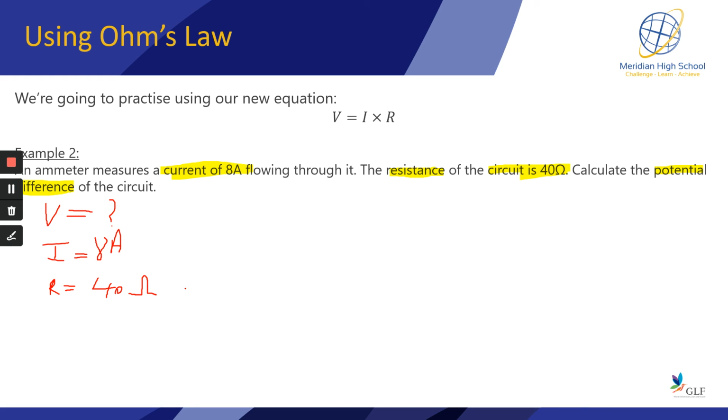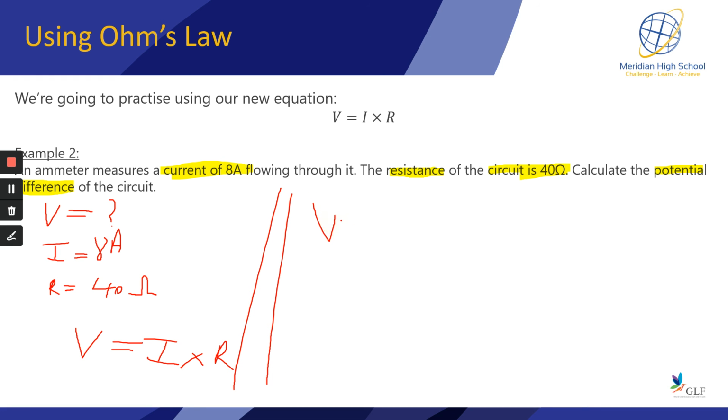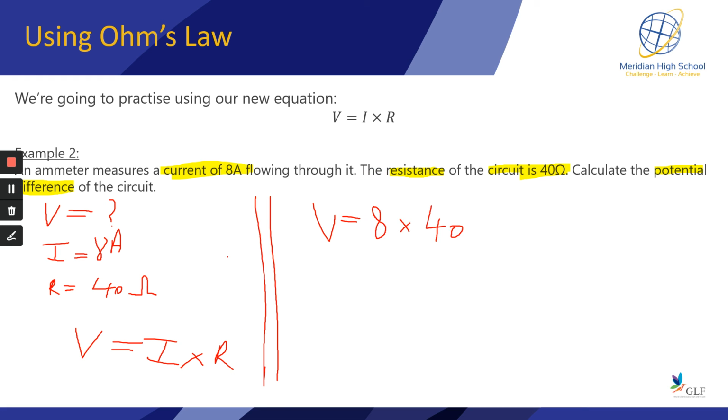So now we have written out our important information. We're just going to rewrite our equation, and if we need to manipulate it, this is our chance to do that. V is equal to I times R. We're going to go forward and put all of our numbers in the right places. We're going to write out our equation with our numbers in the right places. V is therefore equal to 8 times by 40, and that gives us a final answer of 320 volts.